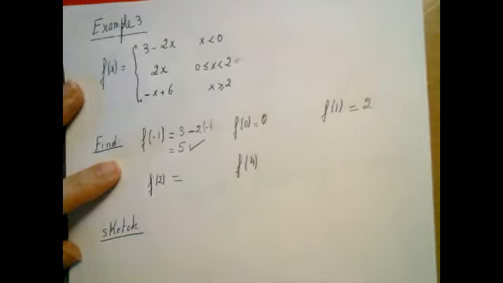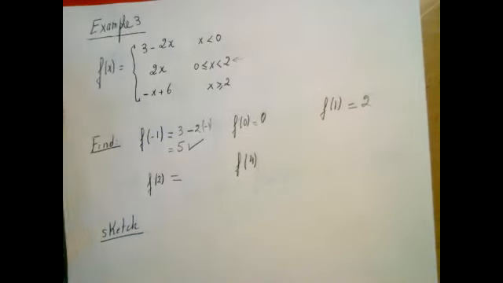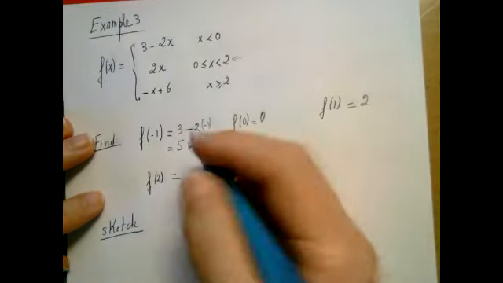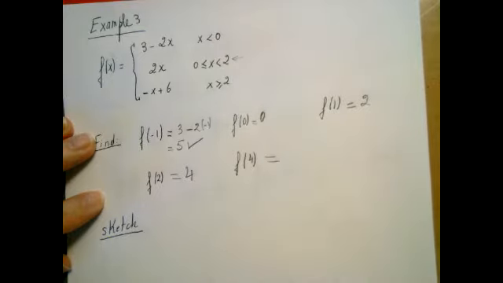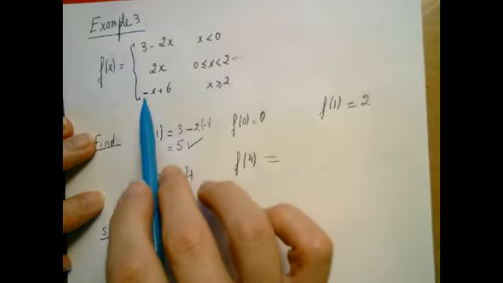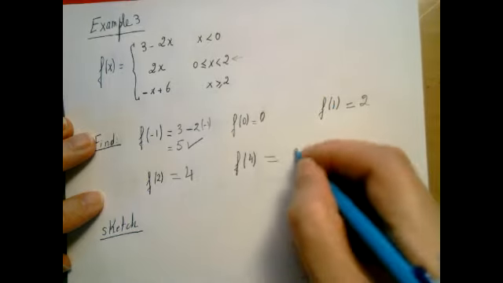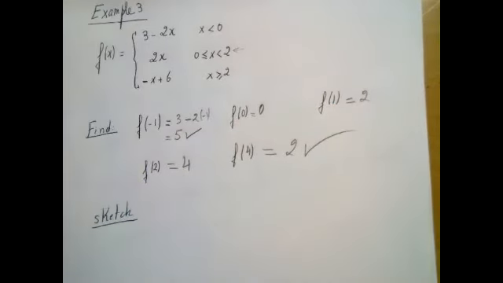And f of 2. What is f of 2 very quickly? 4. Very nice. It's a 4. And what is f of 4 finally? F of 4 is minus 4 plus 6, 2. Yes. Absolutely correct. Now sketch.